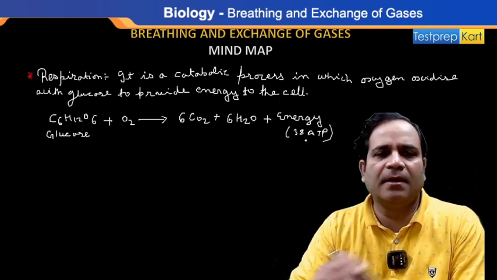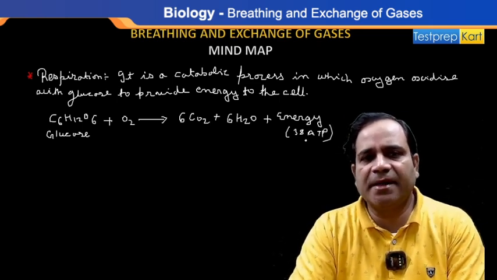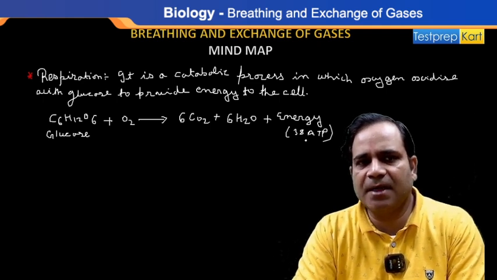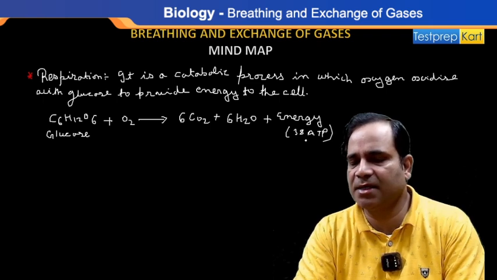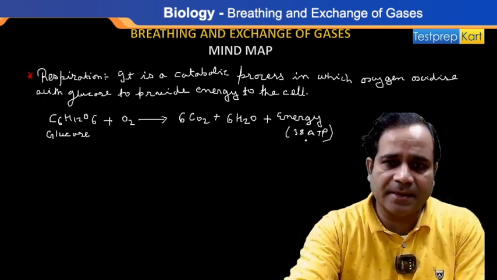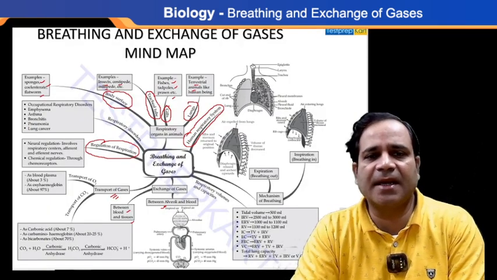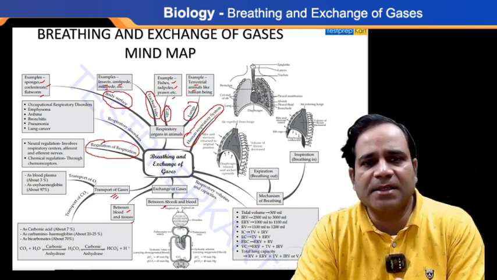Okay, getting it? So the term respiration is clear. Respiration is very simple. It is a catabolic process in which glucose is oxidized with oxygen to provide energy to the cell. Now let's see in the slides. Here, the term respiration is clear.